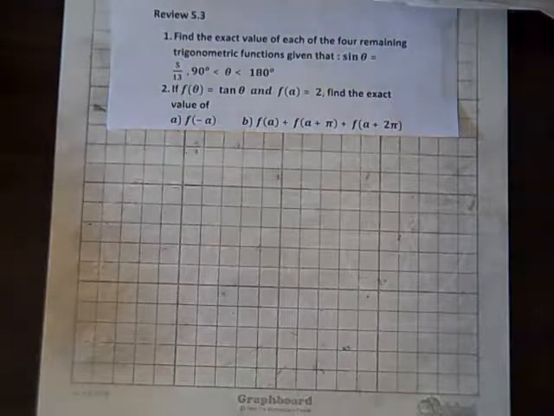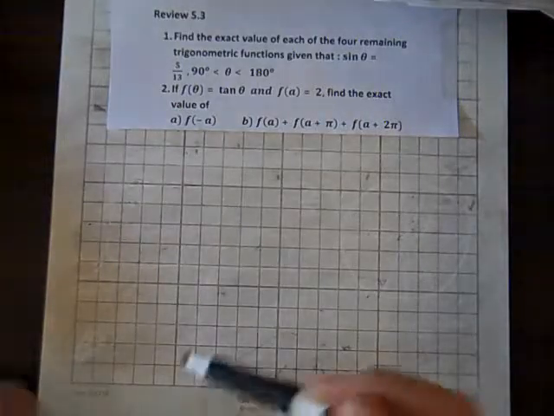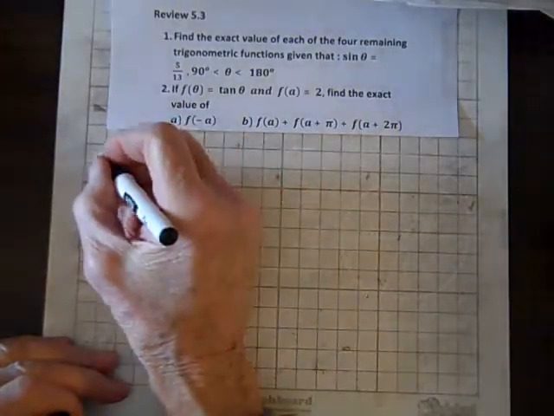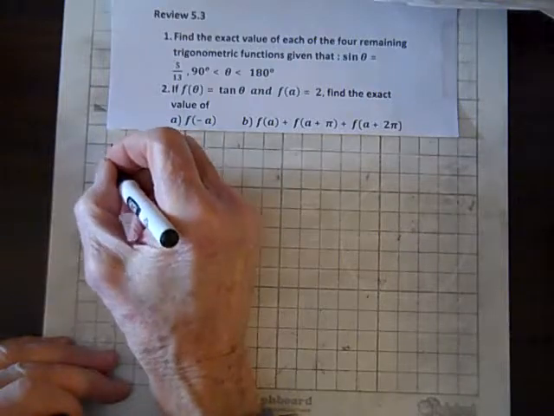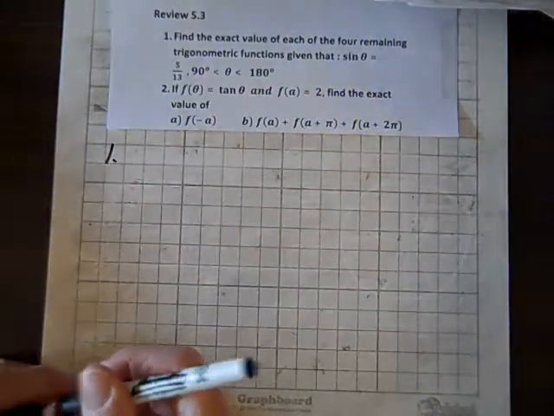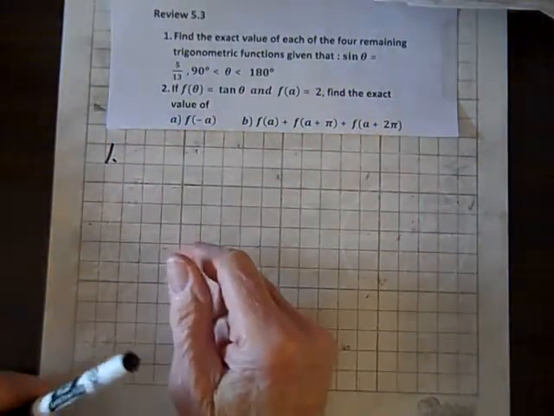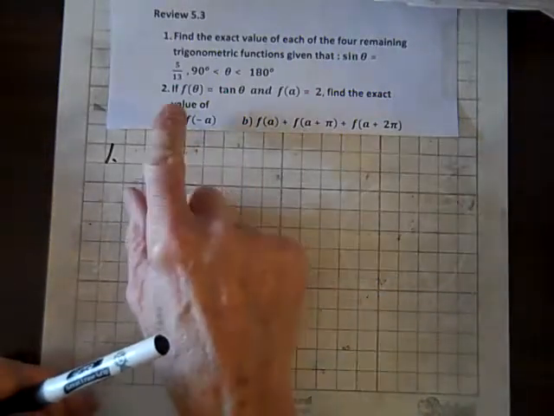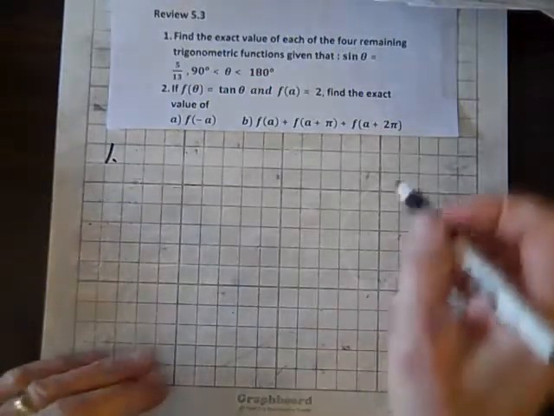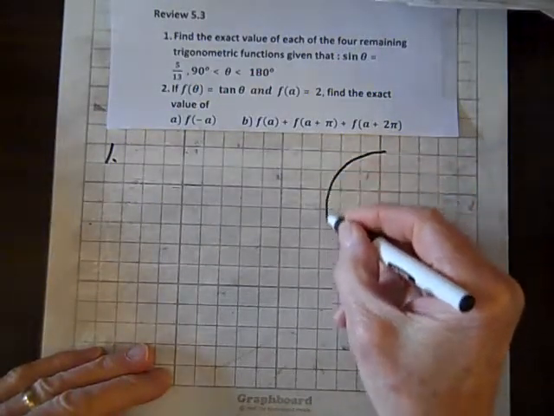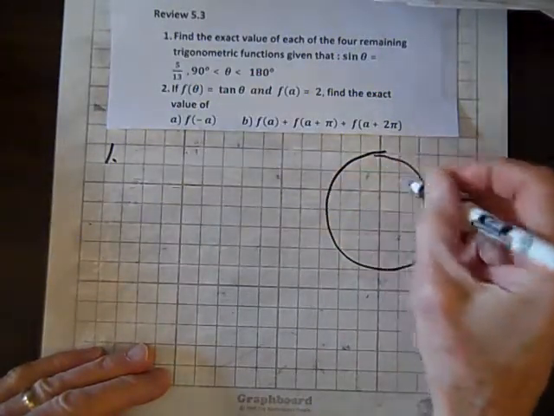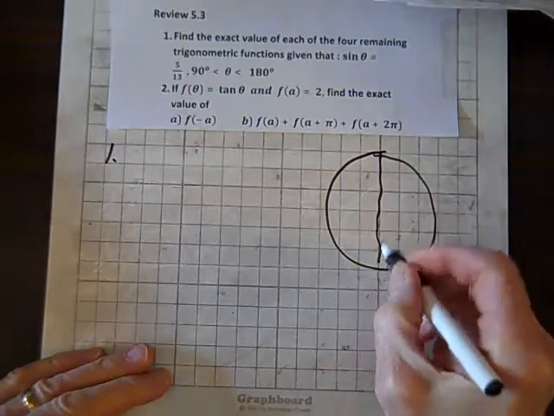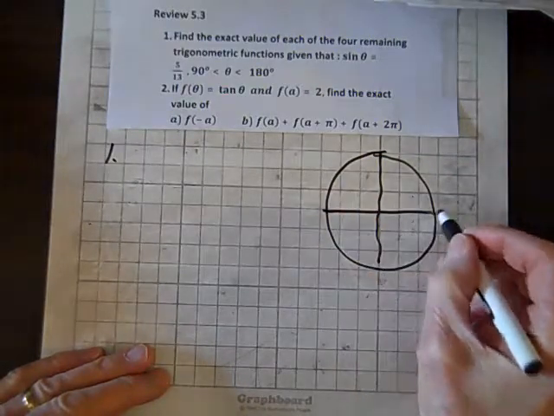Well, now we're going to do the review for section 5.3. So the first question is: find the exact value of each of the four remaining trigonometric functions given that sine theta equals 5 over 13, and we're on the interval 90 to 180 degrees. So draw a circle here.